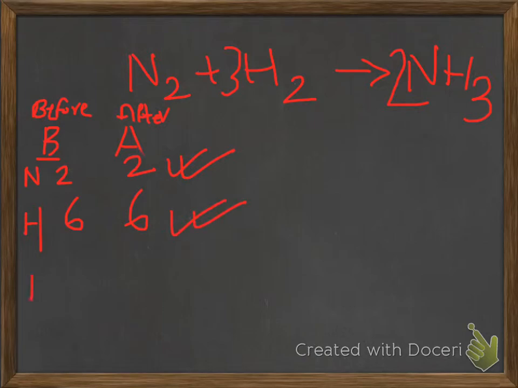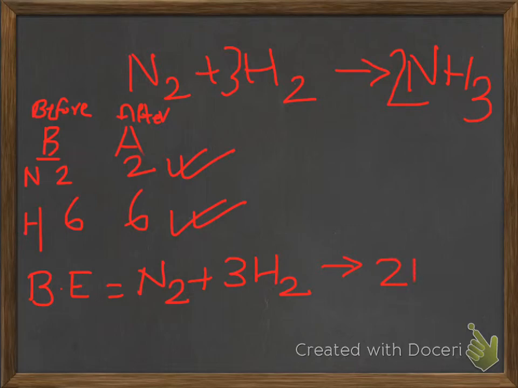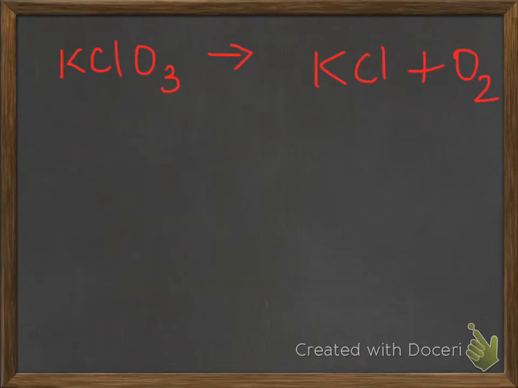So the balanced equation for the following is N2 plus 3H2 equals 2NH3. So this is the balanced equation of the following. Now let's move on to the second one. So moving on to the second one, this is our reaction.